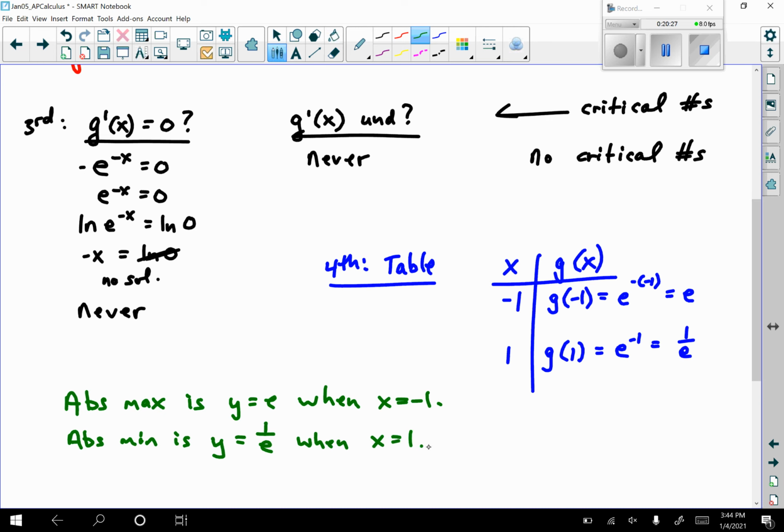So let's check this on our calculator. Go ahead and graph y equals e to the negative x, but then adjust your window settings. Make your x min -1, make your x max +1. Go ahead and pause the video if you need more time.